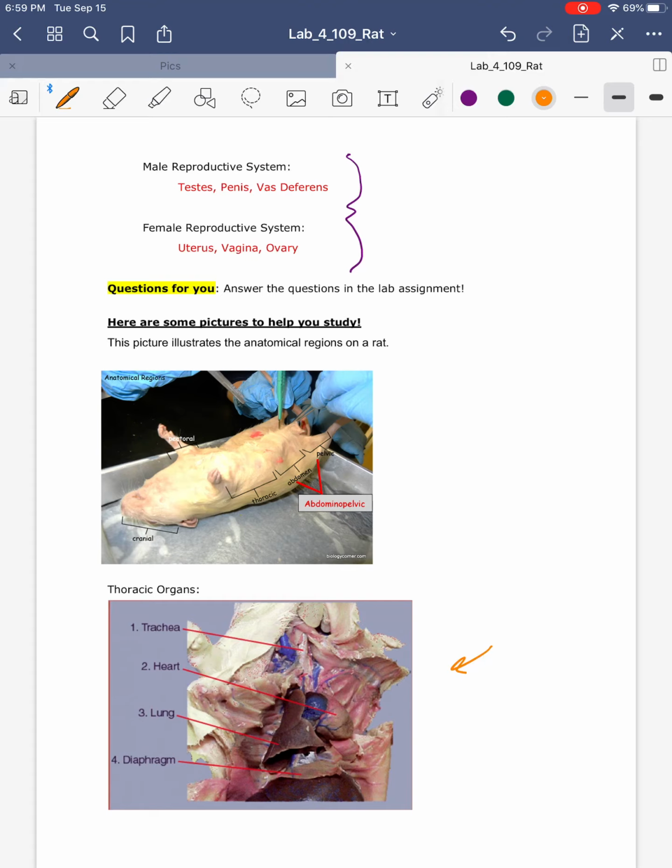Here we have a picture of the rat's thoracic cavity. We have the lungs on either side. There's a lung, and then there will be a lung on the other side, it's just hidden. And then right here in the center is the heart. And then of course you're going to be responsible for the windpipe or the trachea.